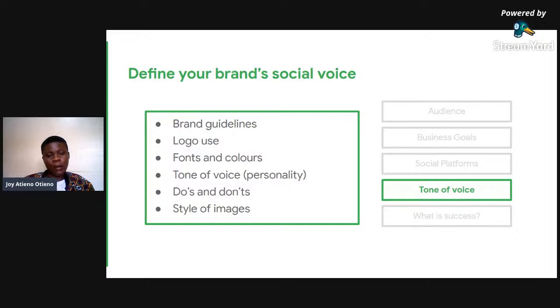Is it very corporate? Is it very uptight? Is it fun? Is it laid back? Is it funky? So it will be able to identify, and your tone will also identify, the kind of people that you are trying to speak to.